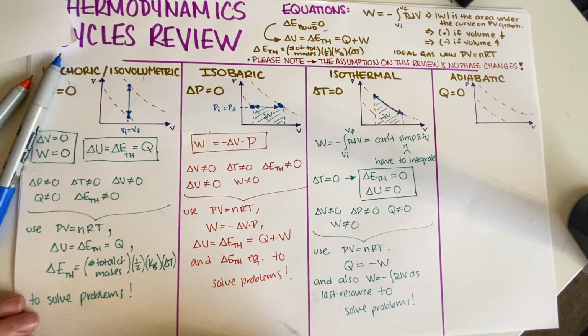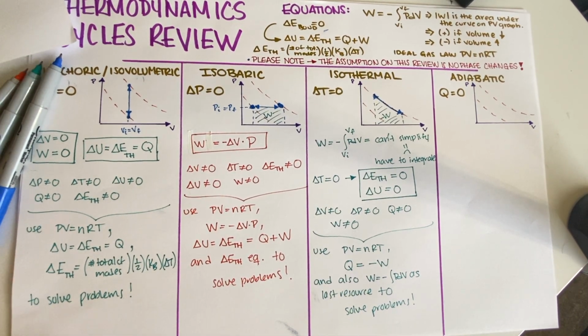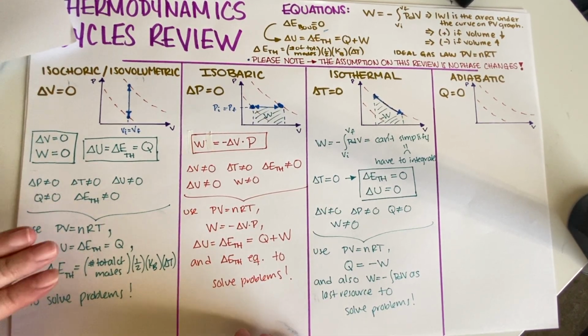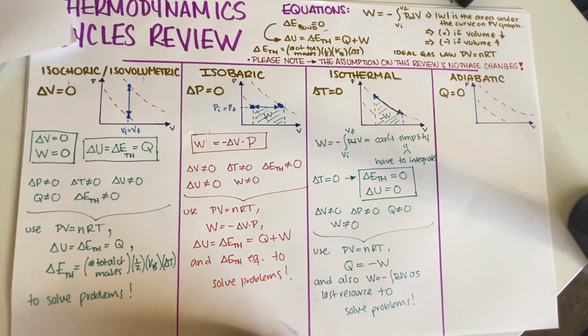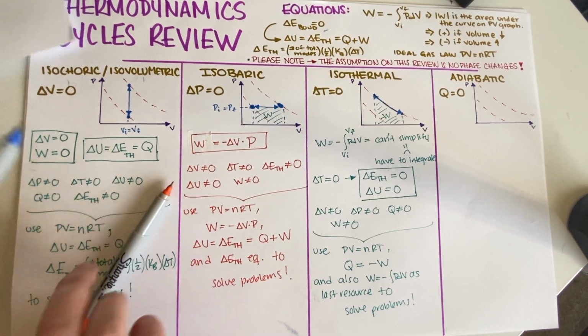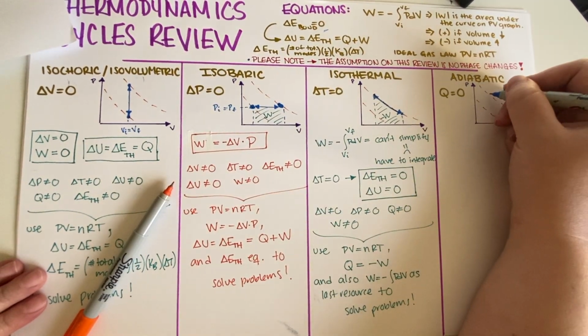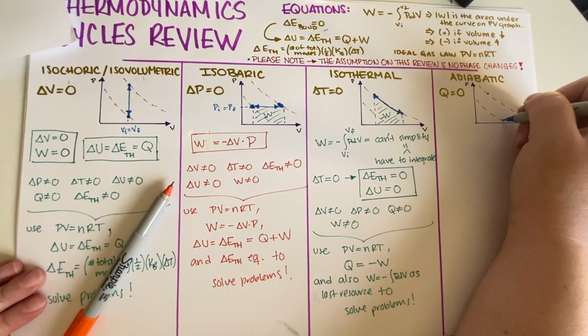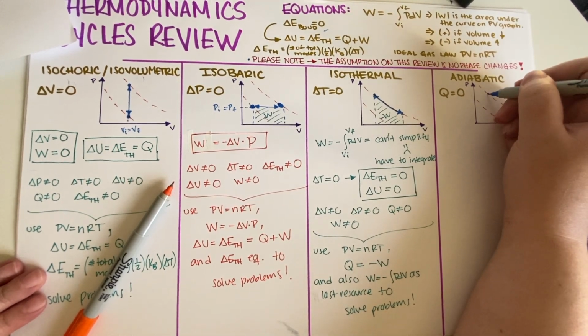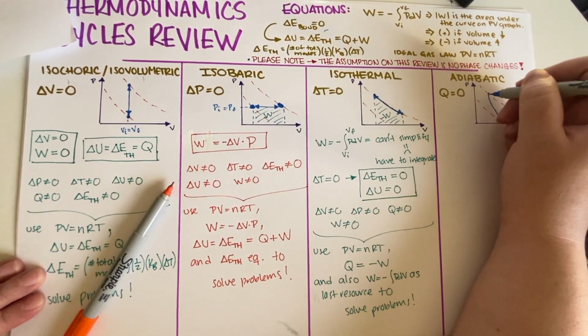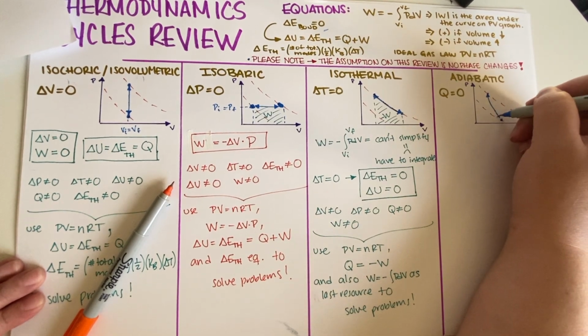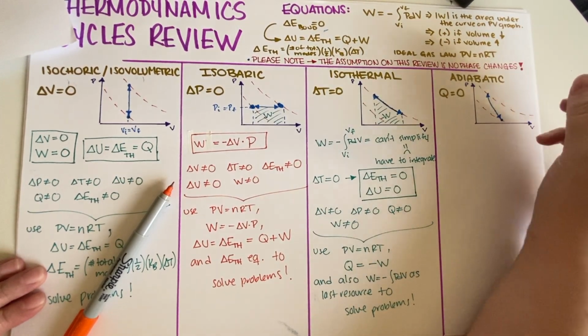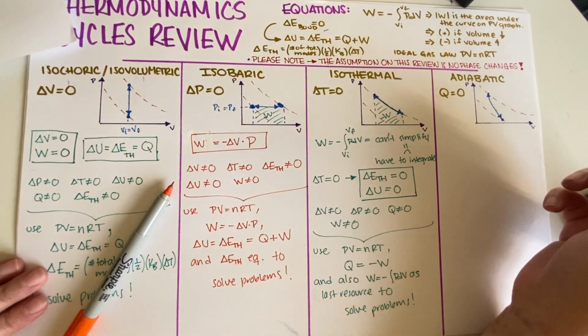All right, so now the last type of process is my least favorite, and it's the one that I personally find the hardest, and it's called adiabatic. So an adiabatic process goes from one isotherm to another, but it goes like this. So, does it look like a straight line?